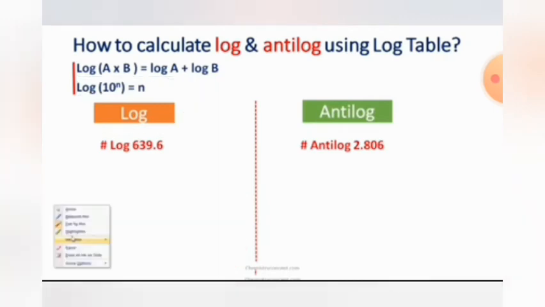Add the 2. Then next is the antilog of 2.806. And here also a simple format: the decimal point should be at the beginning. Therefore, convert the number as 0.2806. Here we can convert the number 2.806 as antilog.